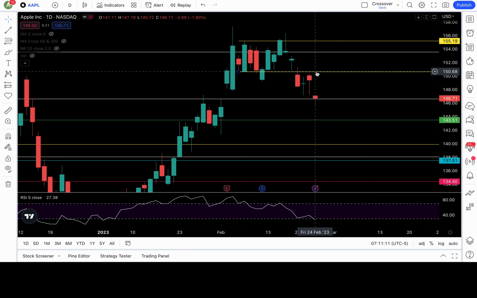Okay, Apple looking a lot more bearish now. I couldn't get bullish unless it recaptured 150.6. It failed to do so. We had a gap down. Now we're testing this critical level around 146.6. If that can fail, I'm thinking we could go back and fill this gap around 145.4 and this support level around 143.5.